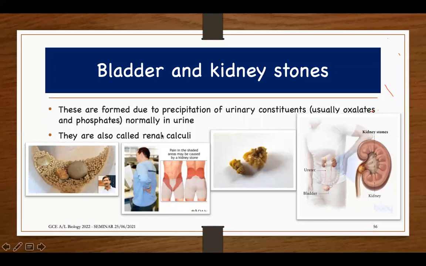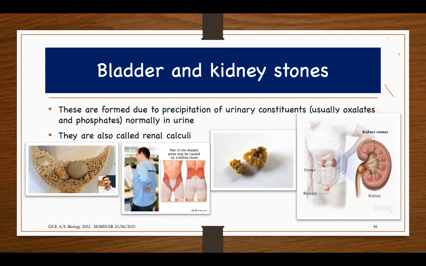So bladder and kidney stones. Now if you look at the first picture, this man from India, he was some 45 years of age. He had 800 or 890 or so stones in his kidney and bladder, right? The doctors have collected all of those, and you can see those are the kidney stones that he had in his bladder.